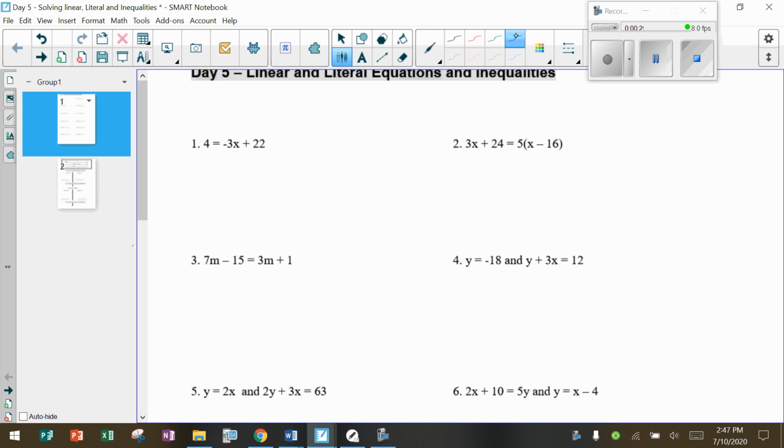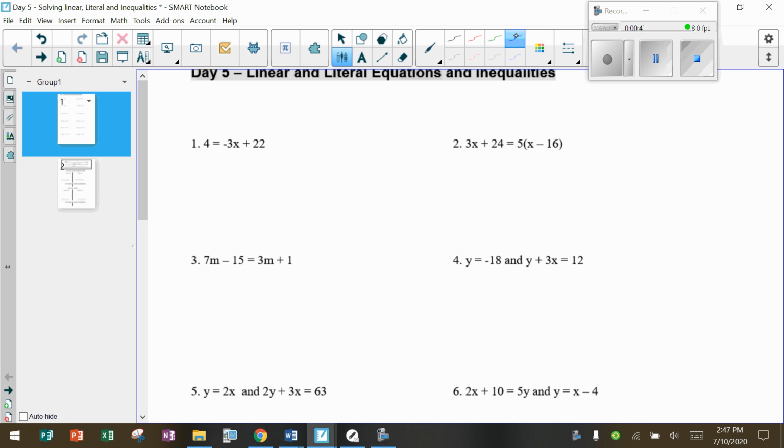Whenever you're solving an equation, your goal is to get the letter, the variable, all by itself and all the numbers on the other side of the equal sign. It doesn't matter which side the letter ends up on and which side the numbers end up on, but they're supposed to be on different sides of the equal sign.